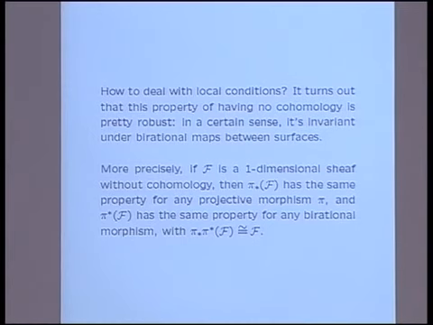Pulling back under a birational morphism, so in particular, if you blow up a point and pull back through blowing up a point, that also preserves this vanishing cohomology property. And furthermore, it has this nice property you want: if you lift it to a blow up of your surface and push it back down, you don't go anywhere. You get the same thing you started with.